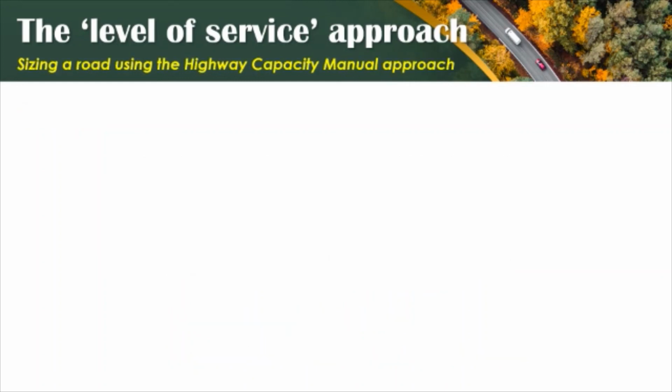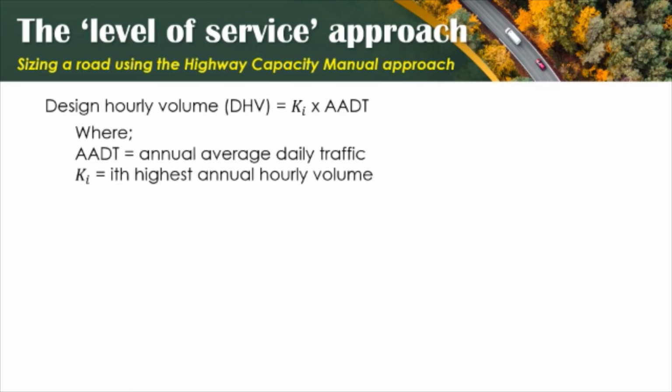Now here we have sizing a road using the highway capacity manual approach. When sizing a new roadway, a desired level of service is chosen by the designer. This value is then used in conjunction with a design traffic volume in order to select an appropriate cross-section for the highway. In order to derive the value for a highway, the annual average daily traffic, or AADT, for the highway is multiplied by a term called the K factor, such that DHV is equal to K times AADT, where AADT is the annual average daily traffic and K is the highest annual hourly value.